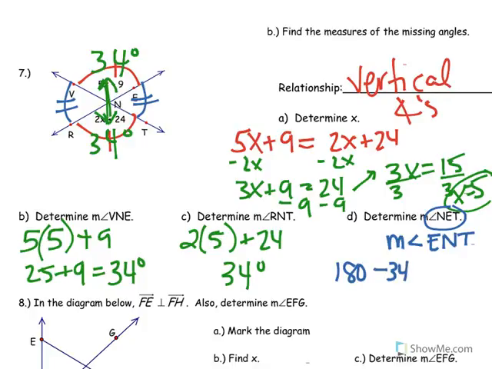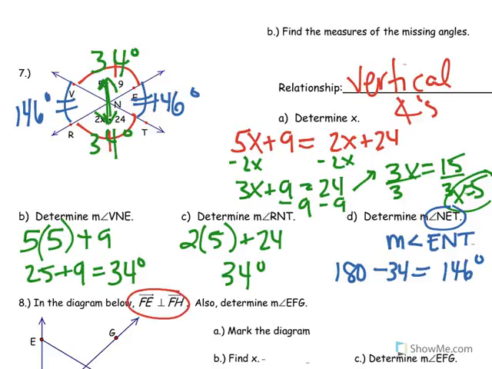How did I know that they added to 180? Well, looking at my picture, this right here is a straight angle, and ENT and RNT add up to that straight angle that is 180 degrees. So I can do 180 minus 34. I think that's 146, and so I know that that angle here is 146. And I didn't ask for it, but this angle over here would also be 146 if I asked for it. Okay? So hopefully that helps you solve the rest of your homework.